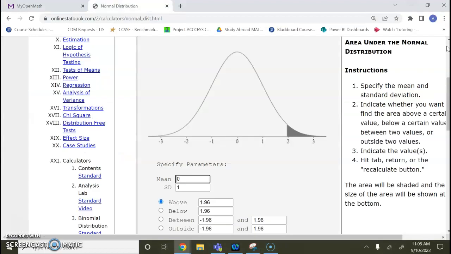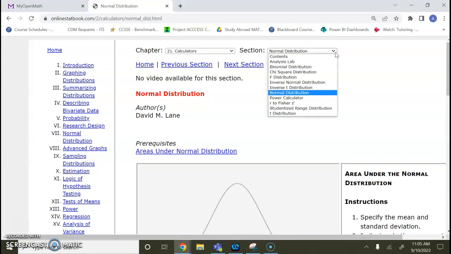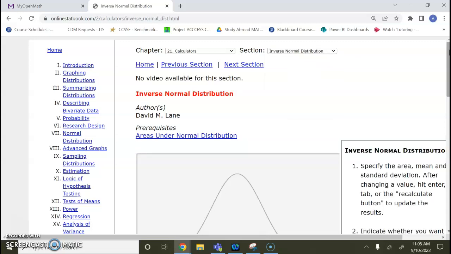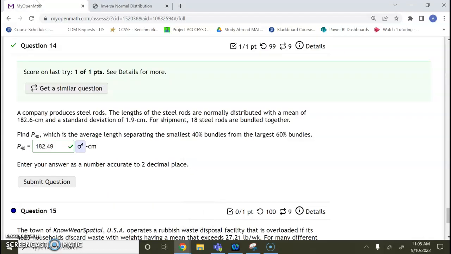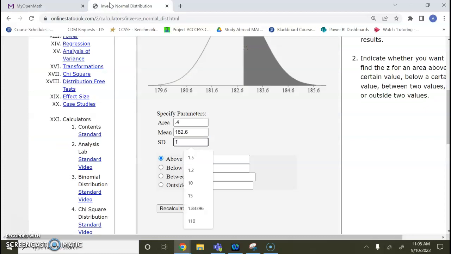Here's the normal distribution calculator. I want to go to the top and switch on our toggle to inverse norm. We could do this one of two ways: we could say 40% below, or 60% above. Either will give us the same solution. To stay consistent, we'll put 40% below, with 182.6 for my mean and 1.9 for our standard deviation.